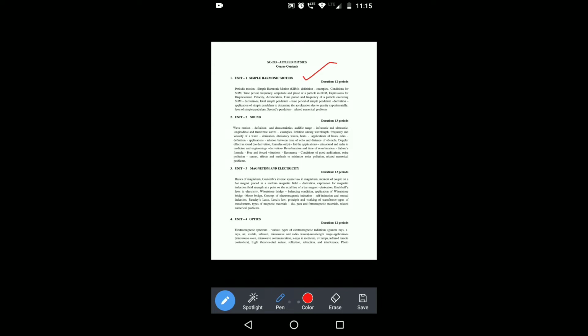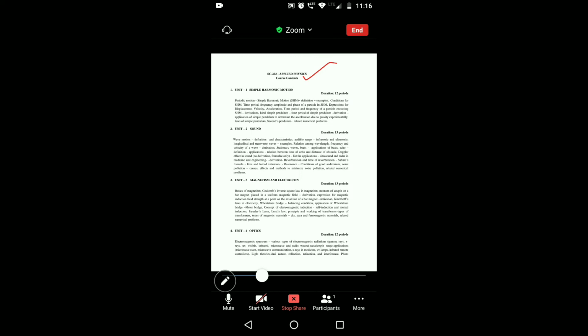Now see here, in simple harmonic motion, what are the topics? Periodic motion, simple harmonic motion, definition of simple harmonic motion, examples, conditions for SHM, time period, frequency, amplitude and phase of a particle in SHM, expression for displacement, velocity, acceleration, time period and frequency of a particle executing SHM, derivation, ideal simple pendulum, time period of simple pendulum, derivation of application of simple pendulum to determine the acceleration due to gravity experimentally, law of simple pendulum, second pendulum, related numerical problems. These are the concepts in simple harmonic motion.